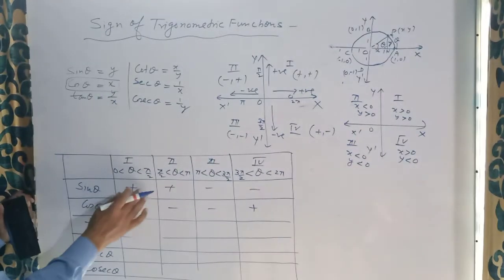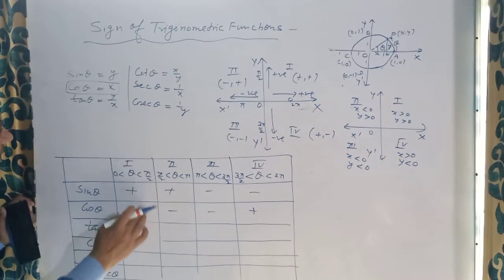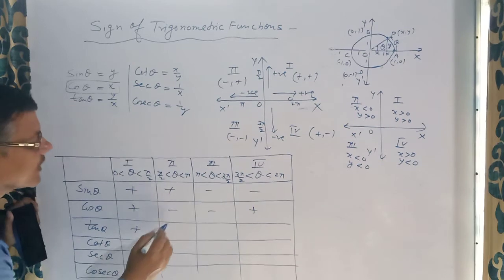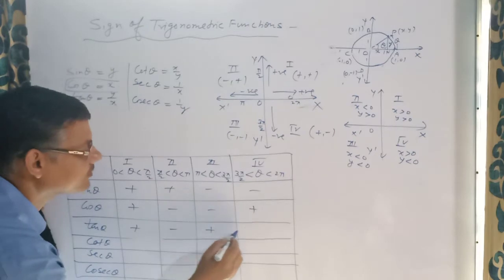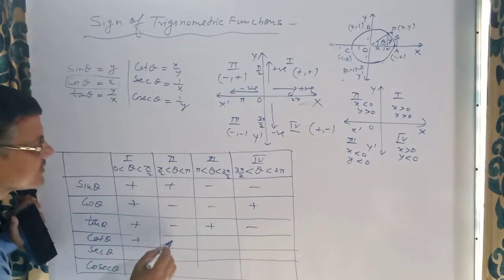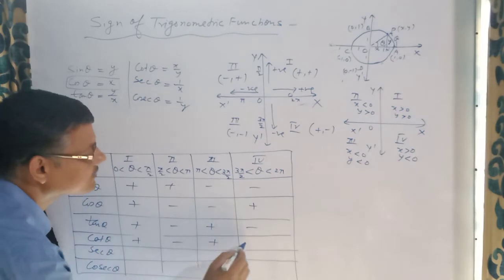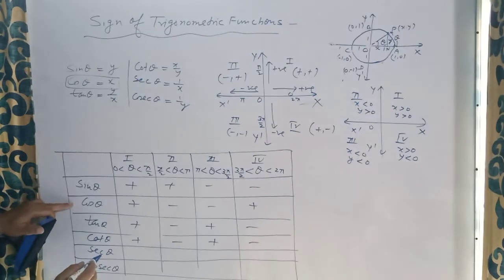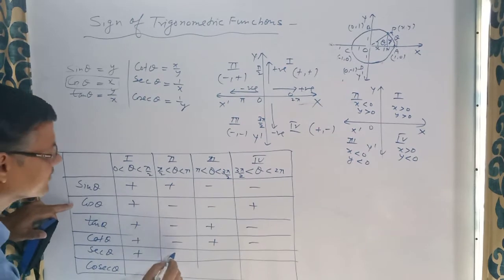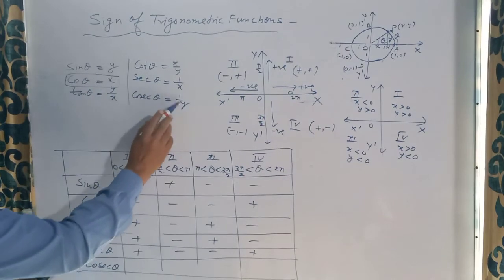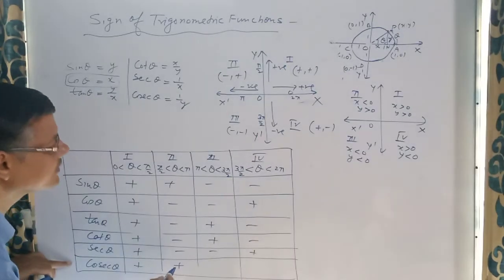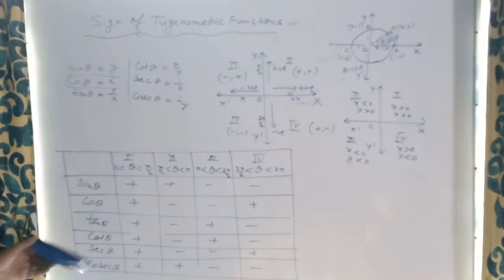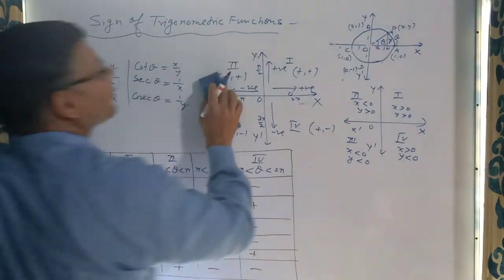And simply we can get it by using tan equal to sine by cos theta. It is plus, then plus divided by minus gives minus, minus by minus is the same sign, plus, and then minus. Cot is plus, minus, plus, minus. Sec is 1 by cos, so it is plus, minus, minus, plus. Cosec is again 1 by y, it takes the sign of y, so it is plus, plus, minus, minus. This is about the signs of the respective trigonometric ratios.